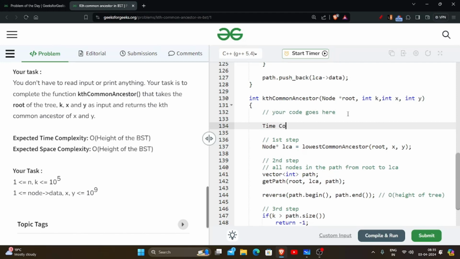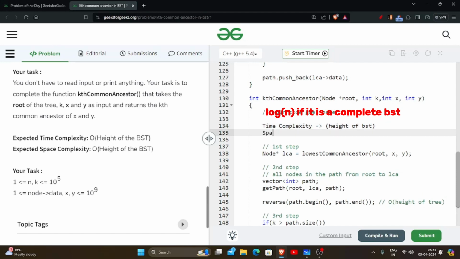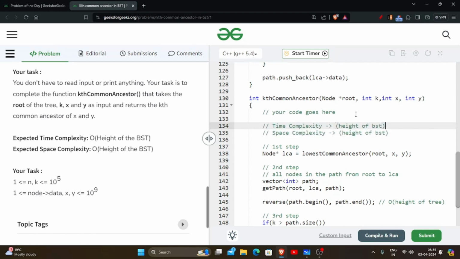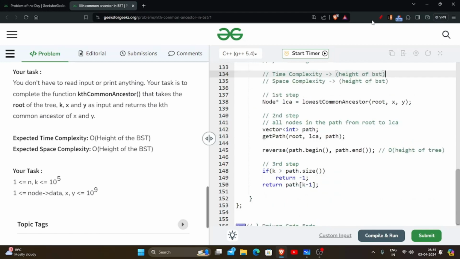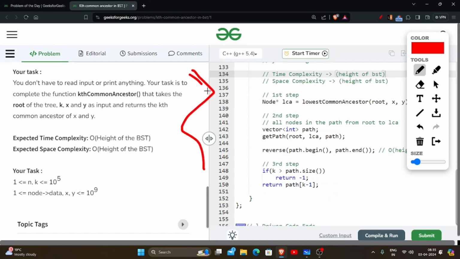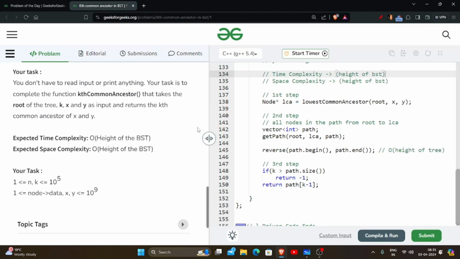So let me write the time complexity. It will be height of BST only, or you can say log of n, although not always, but it's more convenient to say height of BST. And for space, at max it can only contain the nodes on that path, since it traverses only that path. So these path nodes are actually the height of BST. So the space complexity is also the height of BST.